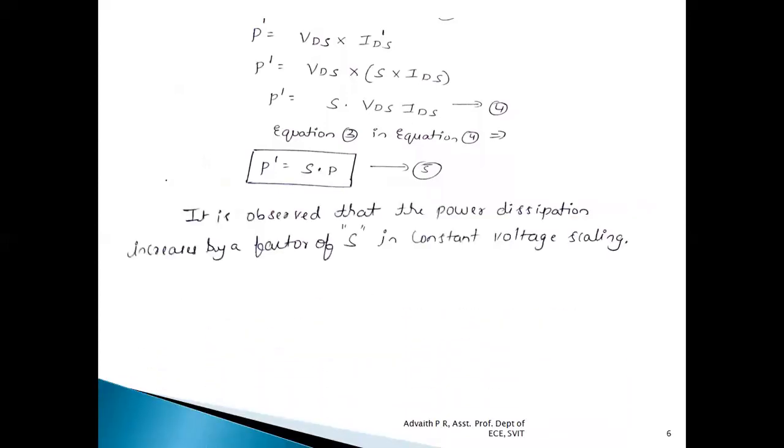So if we observe this equation number 5 carefully, we can conclude that the power dissipation is increased by a factor called S in constant voltage scaling.